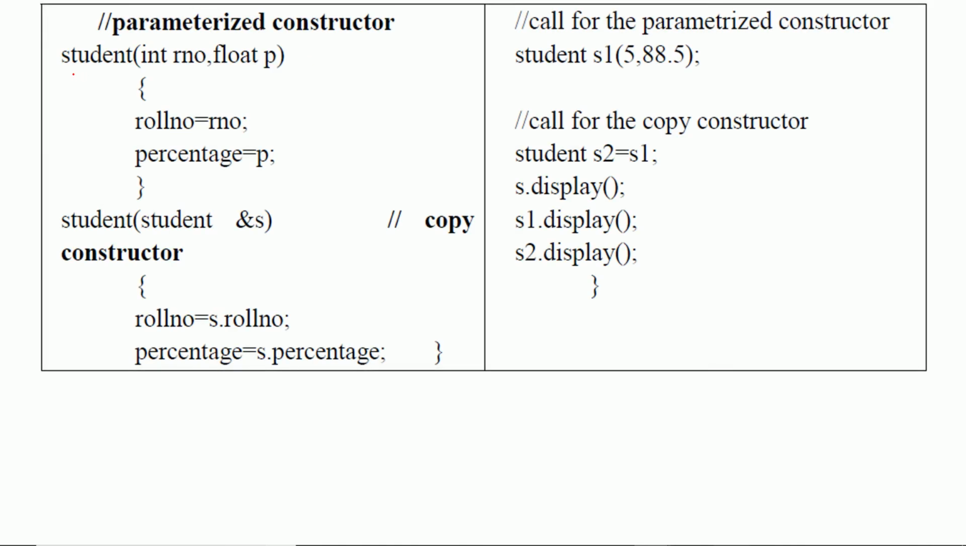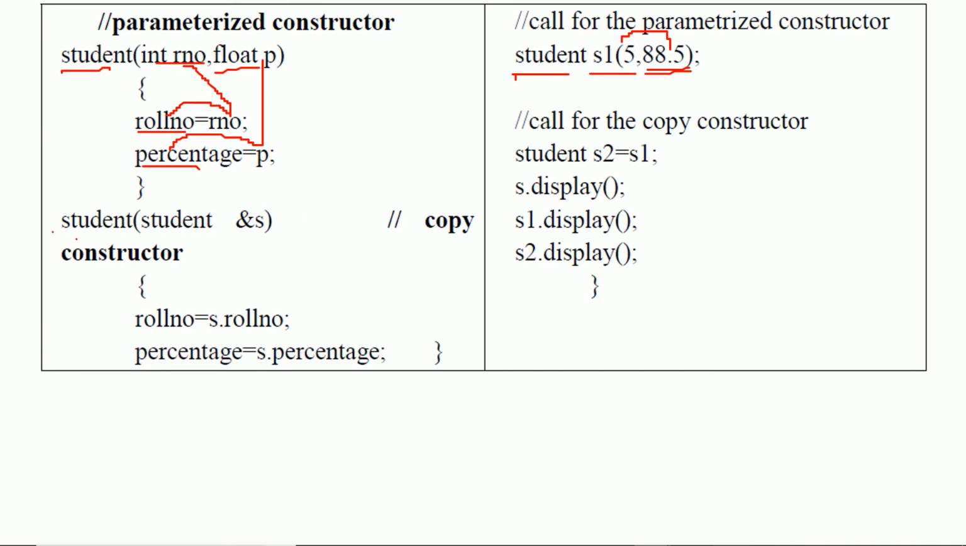For the parameterized constructor, you have the name same as the class. Inside this you have the parameters. Now you can give this value to the roll number and this value to the percentage. And how to call the parameterized constructor? You say the class name, then the object, and inside this you pass the two values you want to pass. The value 5 will be assigned to roll number, and 88.5 will be assigned to the percentage. Okay.